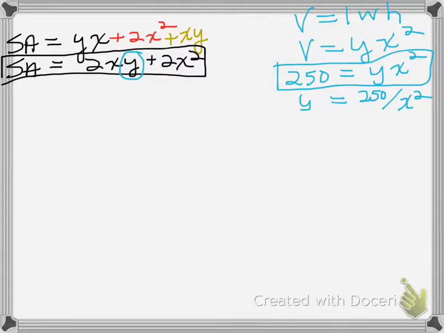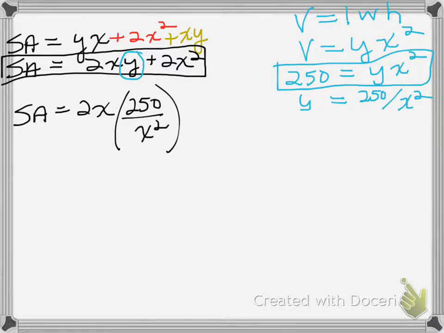Okay, so let's continue writing this objective function. So now I have my y replacement, which is going to be, I'll just use parentheses, 250 over x squared plus 2x squared. All right, now let's clean this up. What can I do? Well, 2 times 250 gives me 500.